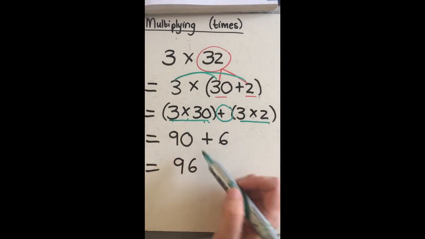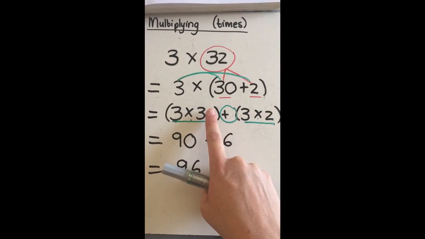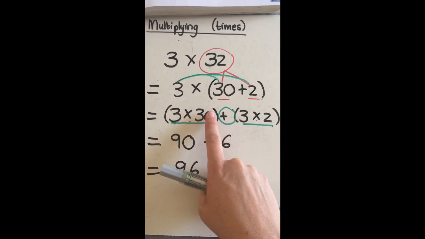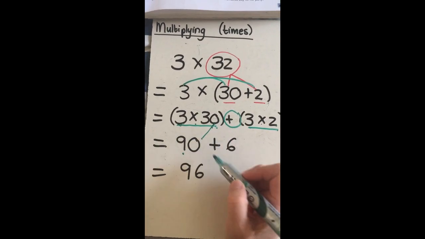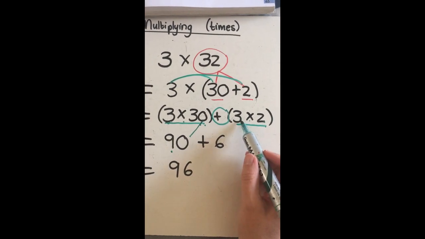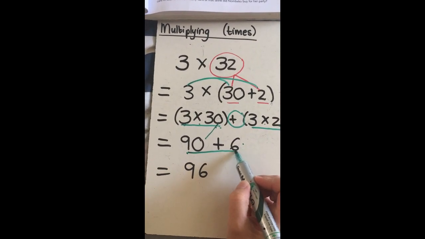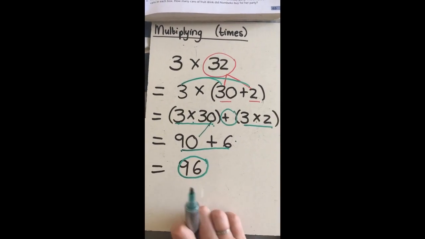3 times 30 might seem like a difficult sum to do, but if you just cross out the 0, you can do that easy sum, 3 times 3, which is 9, and then you just add the 0. So 3 times 30 is 90, and then 3 times 2 equals 6. Now we just add them together, and there we get our answer. Easy, hey? Let's do one more.